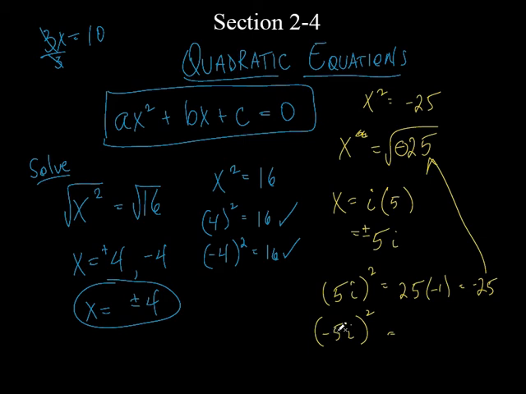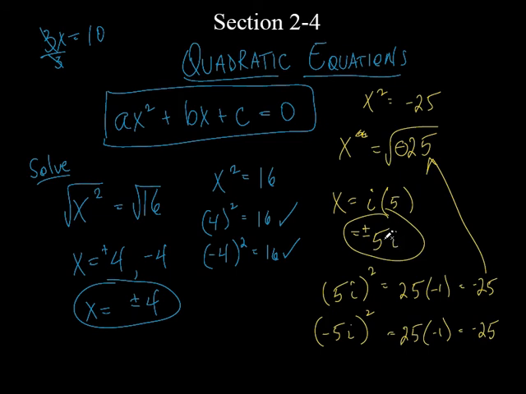So what's negative 5 squared? It's negative times negative is still a positive 25. i squared is still negative 1. Do you see how it comes out exactly the same thing? So that's why we put plus or minus right here. It's very important that you remember both of those because that's your total solution.